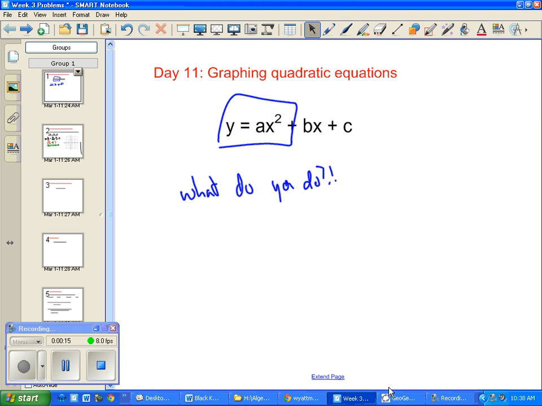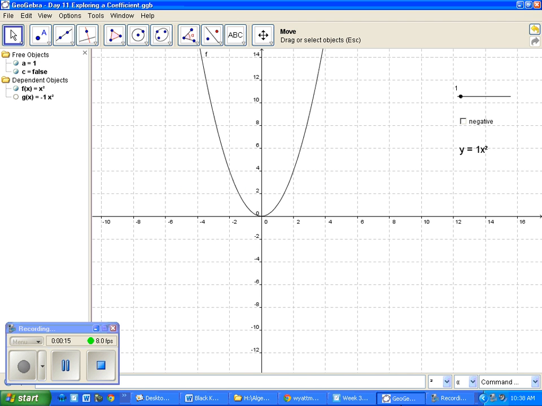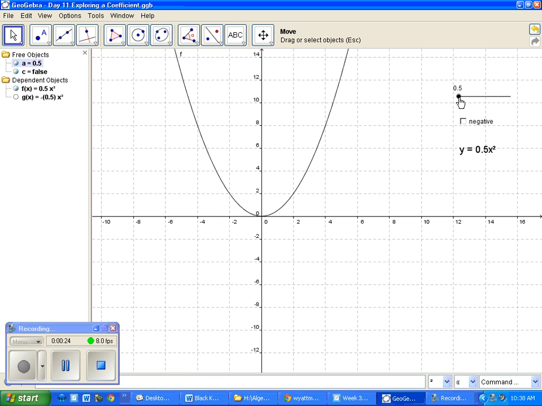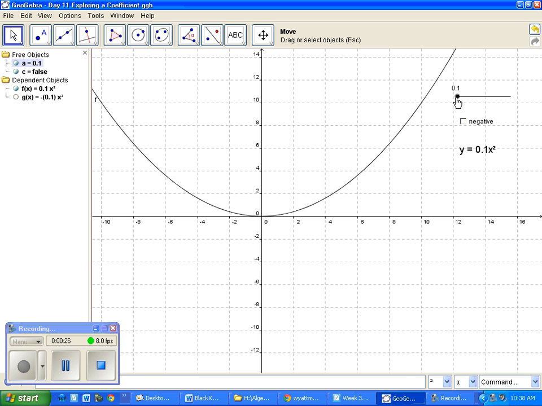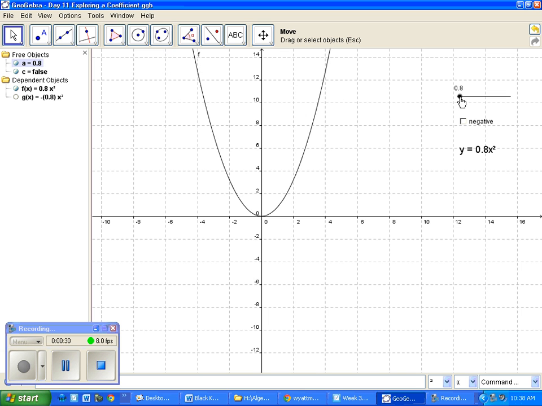So what I've got here is a graph of just y equals 1x squared. Watch what happens as I make the 1 a little bit smaller number out front. As you start to shrink it, it starts to make the graph wider. You go back to 1, it starts to make it a little bit more narrow again.